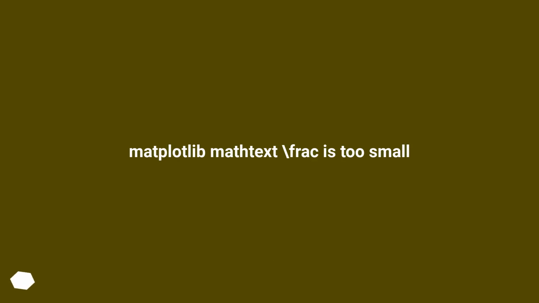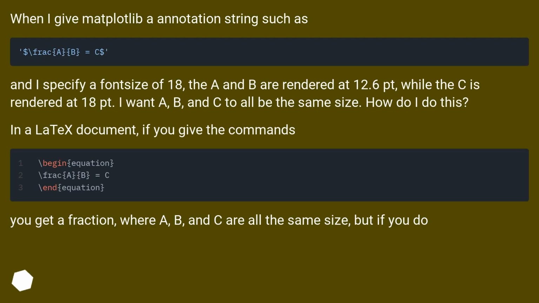matplotlib mathtext \frac is too small. When I give matplotlib an annotation string such as this, and I specify a font size of 18, the A and B are rendered at 12.6 points, while the C is rendered at 18 points. I want A, B, and C to all be the same size. How do I do this?